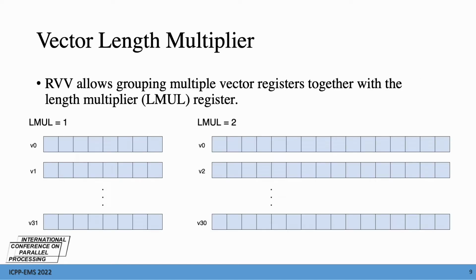Another important feature of RISC-V is the vector grouping done by the vector length multiplier register. By giving different values to the length multiplier LMUL, we can group multiple consecutive vector registers together. Then, we can call this vector register group by the first register name. For example, if we set LMUL to 2, then v0 means the vector register group of v0 and v1, while v2 means the vector register group of v2 and v3.